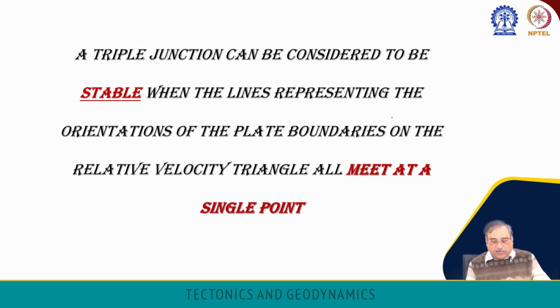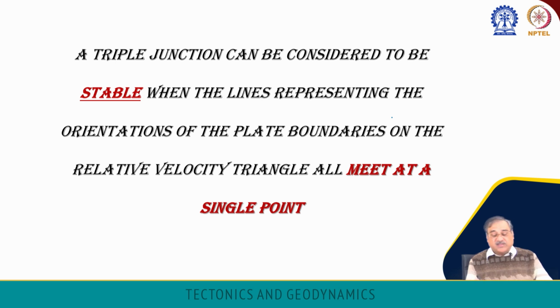The stability of a triple junction, first of all, what we do is to draw the relative velocity triangle. Once you draw the relative velocity triangle, you mark in lines attached to the appropriate position of the plate boundary on the relative velocity triangle, and draw a line which is parallel to the orientation trend of the plate boundary itself, the strike of the plate boundary.